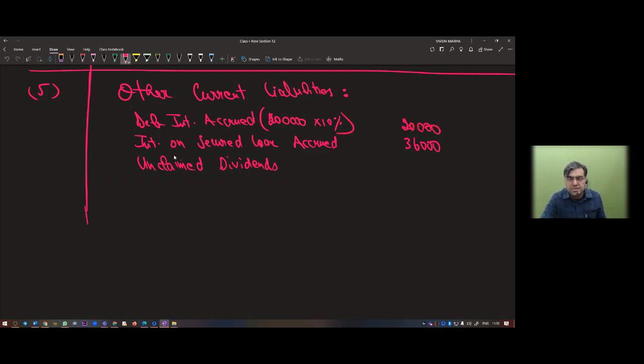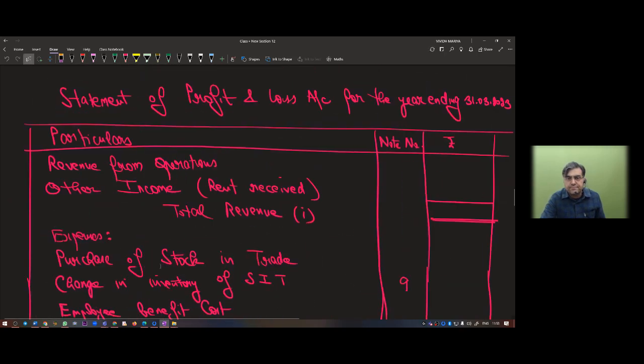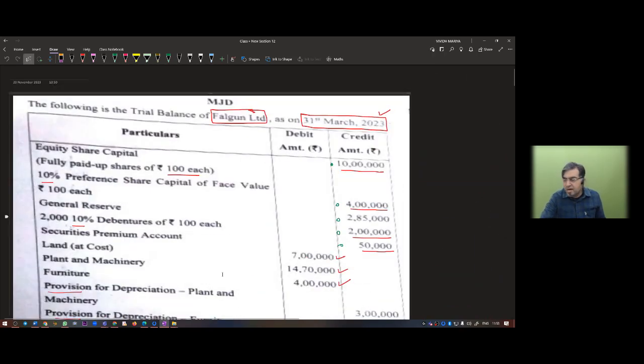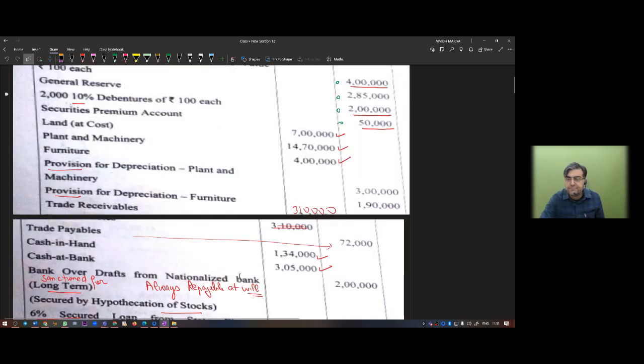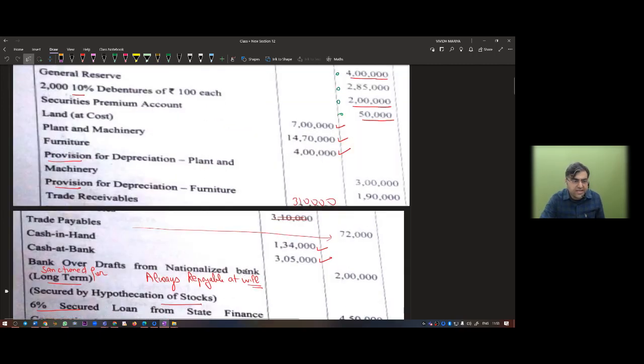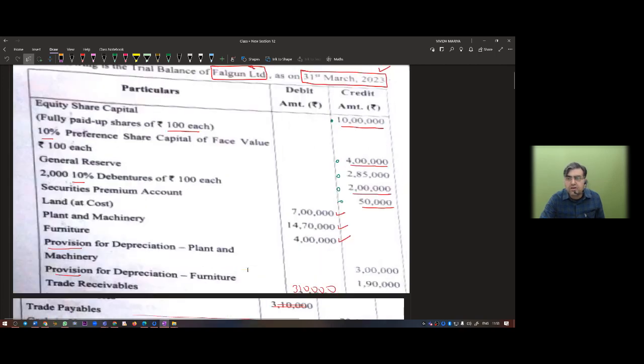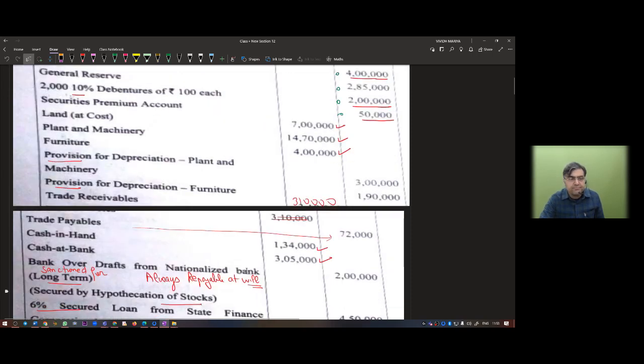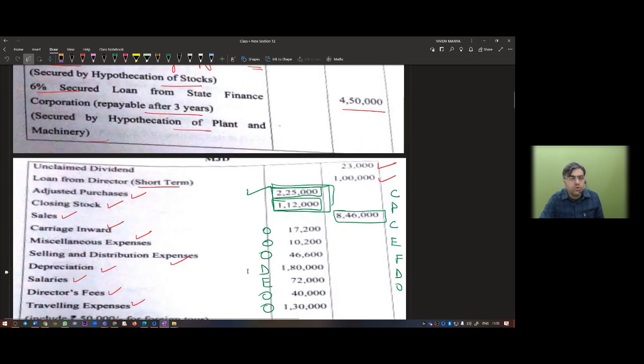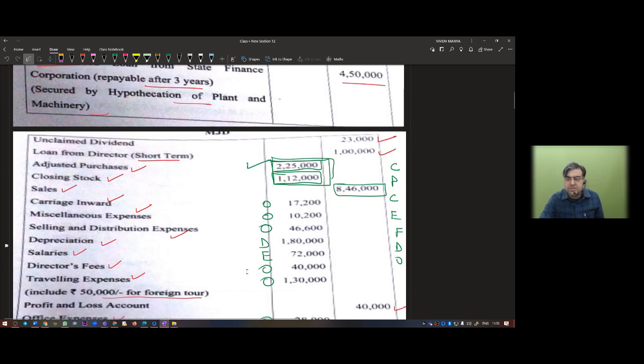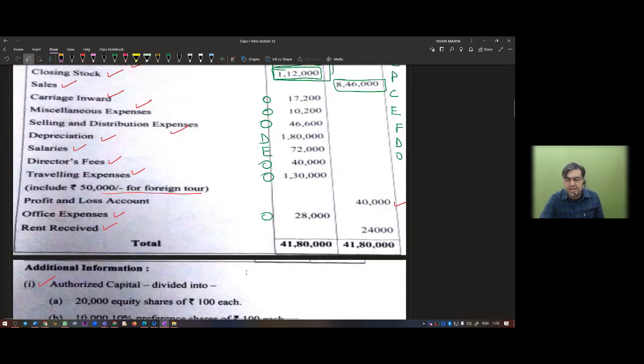$20,000. Unclaimed dividend. Unclaimed dividend. What are on the credit side? Share capital, general reserve, debenture, security premium. Okay. Provision. Trade receivables, asset, cash, bank, loan, unclaimed dividend, short term, sales, profit and loss account balance, rent received.